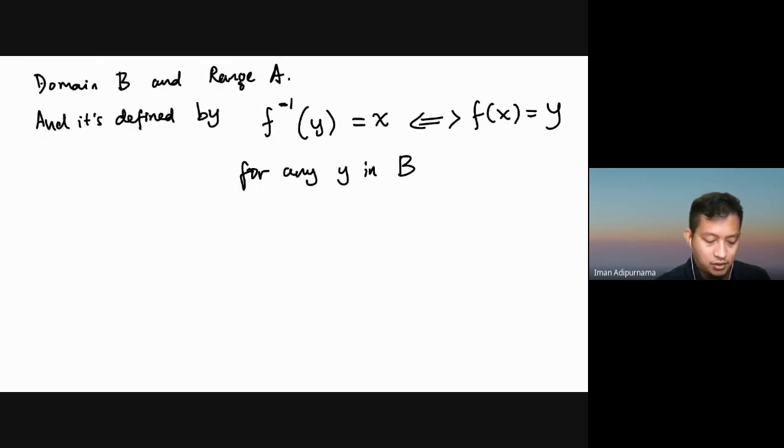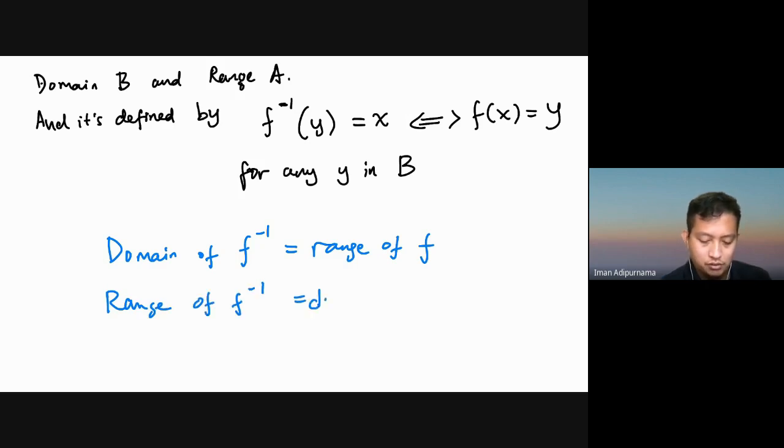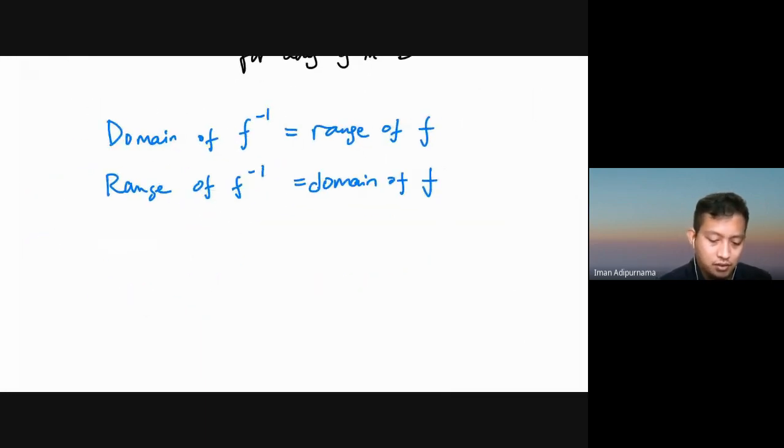So basically, the domain of f inverse becomes the range of f, and the range of f inverse becomes the domain of f. Okay, and also remember, because I'm writing the inverse as f with power of -1, it seems like a reciprocal, right? This is not the same, okay? Different, okay?